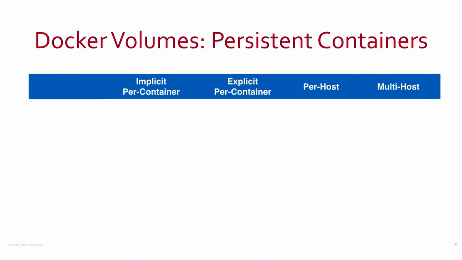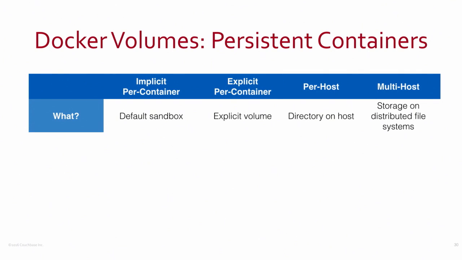Well, that's OK for early prototype phase. But as you go into advanced prototype, more dev sharing kind of a phase, that doesn't work. So let's talk a little bit about it. What are the different phases? What are the different ways you can do persistent containers in Docker? So first one is the implicit per container space. That's the default sandbox that is available to everybody.